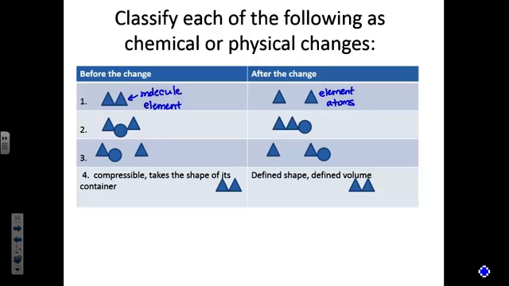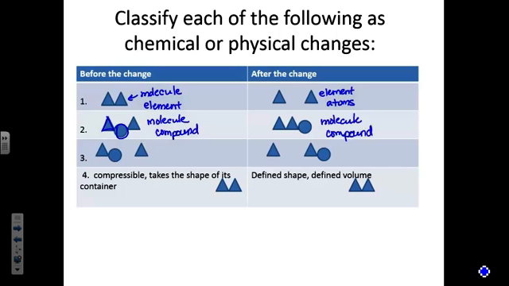In number 2, I have a molecule because I have 2 or more atoms bonded together, but this time I have circles and I have triangles, which tells me this is a compound because I have two different types of atoms. And the same thing happens on the other side. Again, it's molecule and compound.